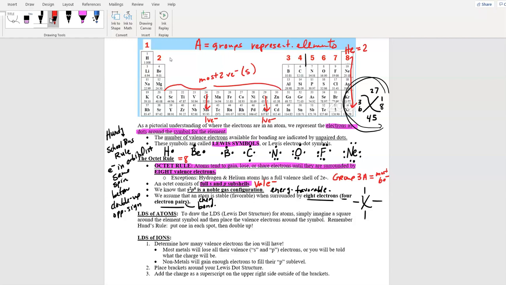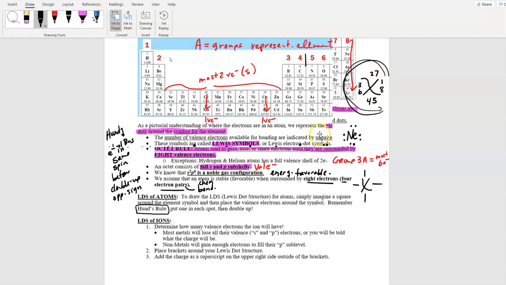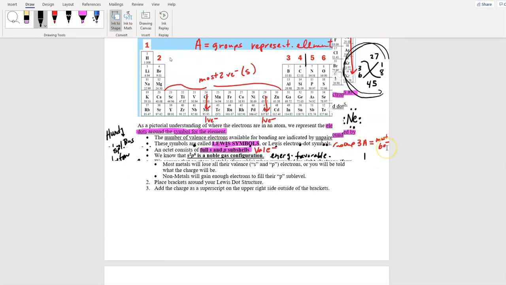Simply imagine a square around the element symbol, and then you place the valence electrons around the symbol. Remember Hund's rule, right there, Mr. Hund. Put 1 electron around each symbol, and then you go and double up. Be very careful with symbols with charges. So determine how many valence electrons the ion will have if it gains or loses.